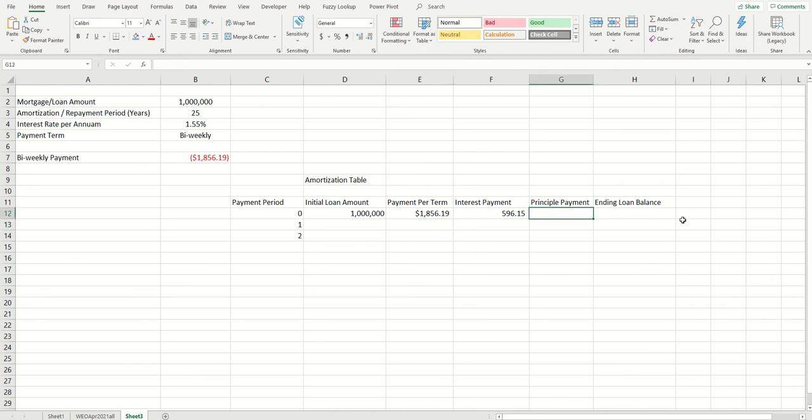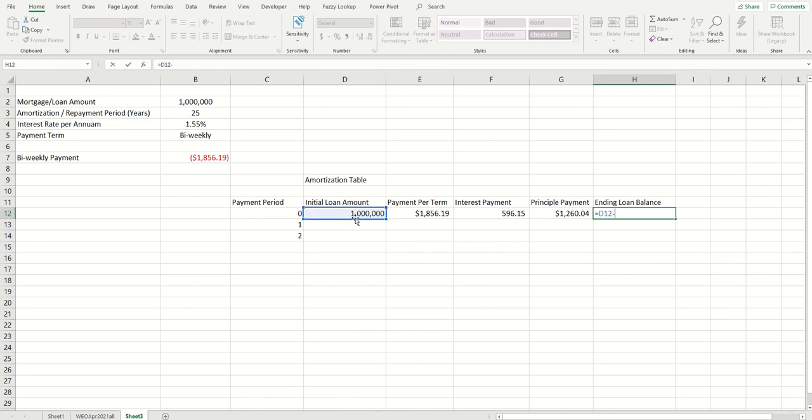All right, so principal payment would be the rest of the amount. So you are paying 1,856.19 and you are paying interest of 596. So the rest of the amount is your principal payment, and your principal balance will reduce by that amount. All right, so ending loan balance would be initial loan balance minus principal payment. Initial loan balance 1 million minus 1260. That's your ending loan balance for that period.